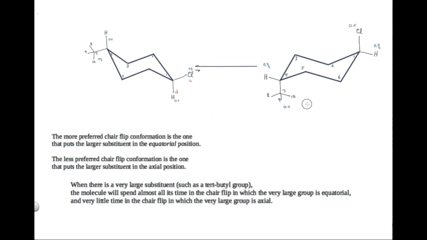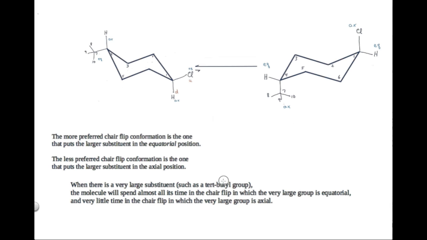Those are just made up numbers, but they illustrate the idea that with this very large substituent that strongly prefers the equatorial position, the molecule will spend almost all of its time in the preferred chair flip and almost none of its time in this less preferred picture. We can say that a very large substituent, like a tert-butyl group, almost locks the molecule in one of the chair flips. This molecule is virtually locked in this chair flip. It's very difficult for it to change to the less preferred chair flip.